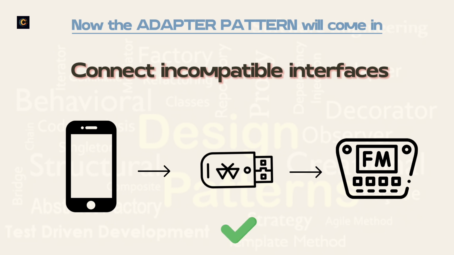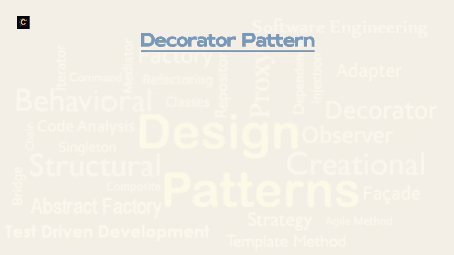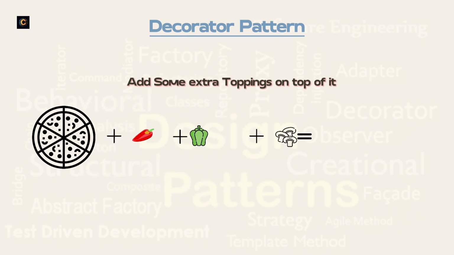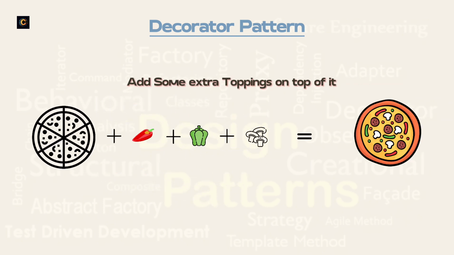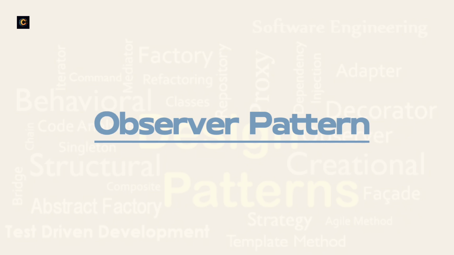Next, let's talk about the decorator pattern. Picture yourself ordering a basic pizza, but you want to customize it with extra toppings without changing its original flavor. The decorator pattern enables us to add new features to objects dynamically, much like adding toppings to your pizza without altering its base ingredients. Moving on to the observer pattern.